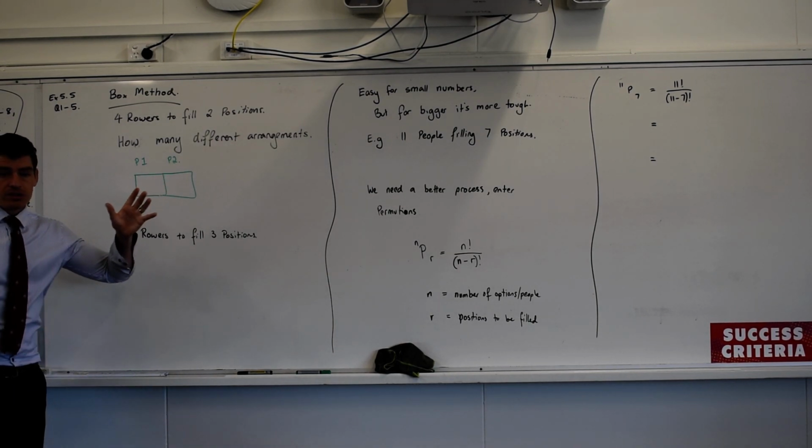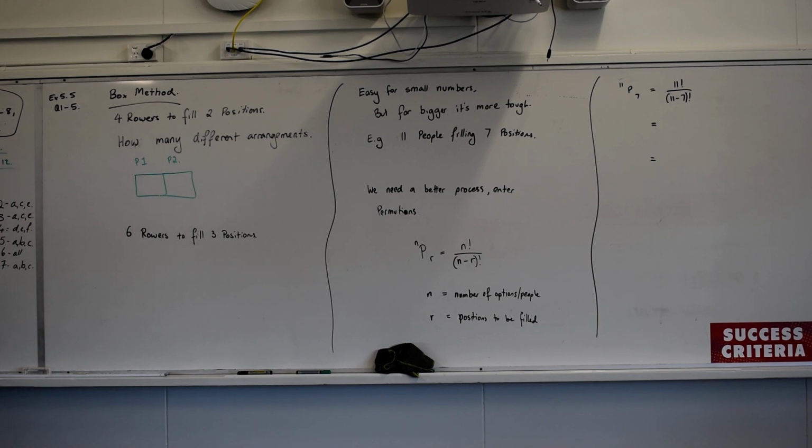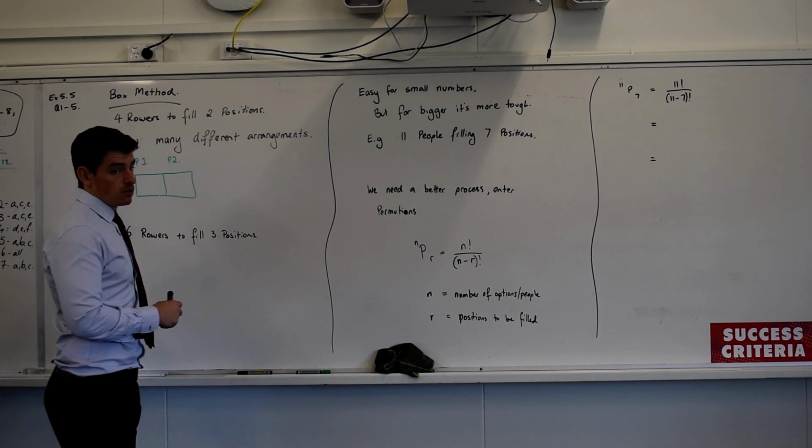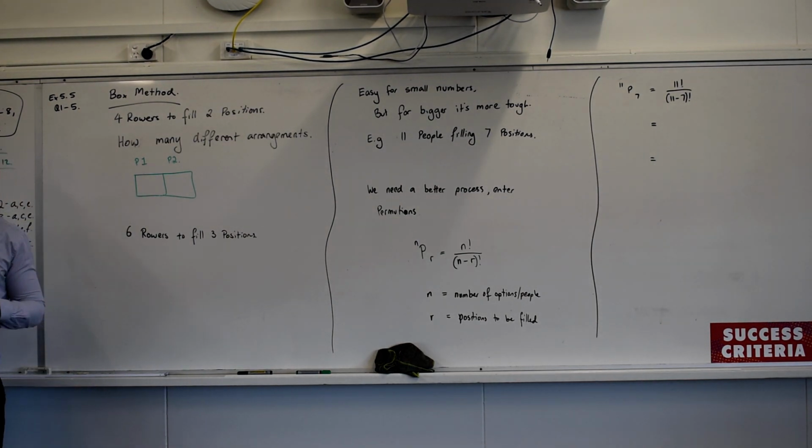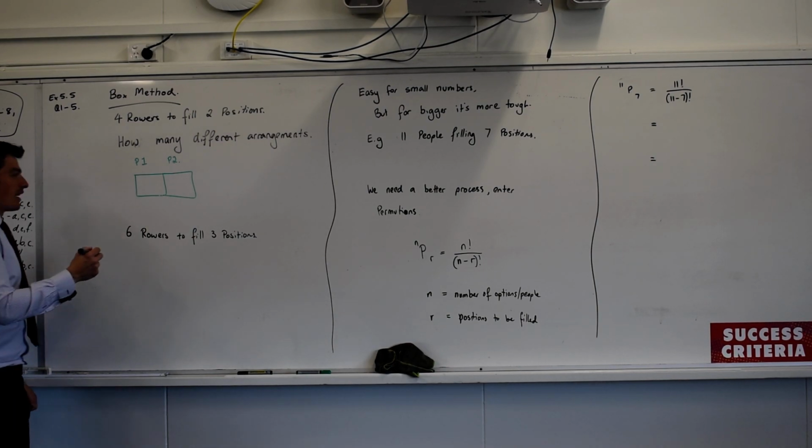I've got 4 rowers and I need to fill 2 positions. How many options do I have? So how many arrangements do I have for the rowers? So position 1 and position 2, how many arrangements do I have? Who thinks I've got 16? Who thinks I've got 4? 8? 12? Damn it.